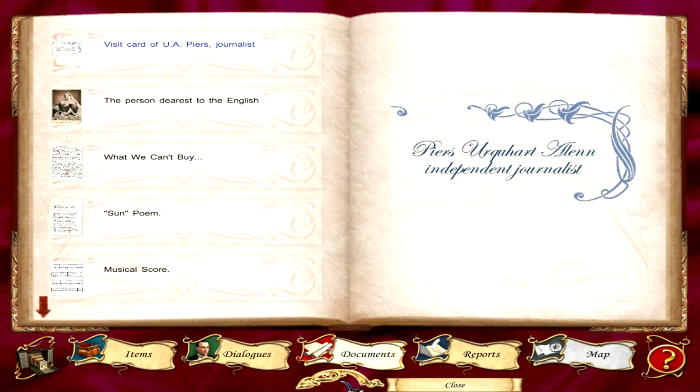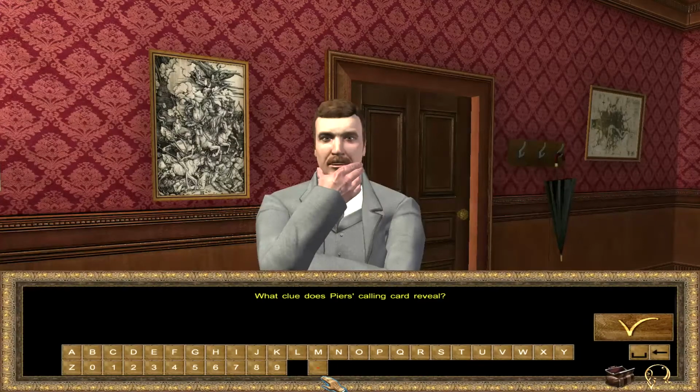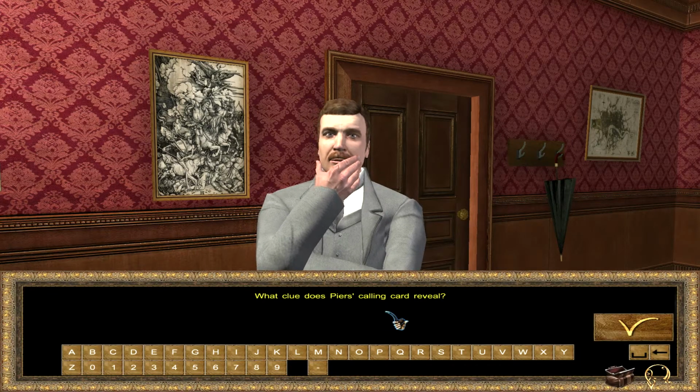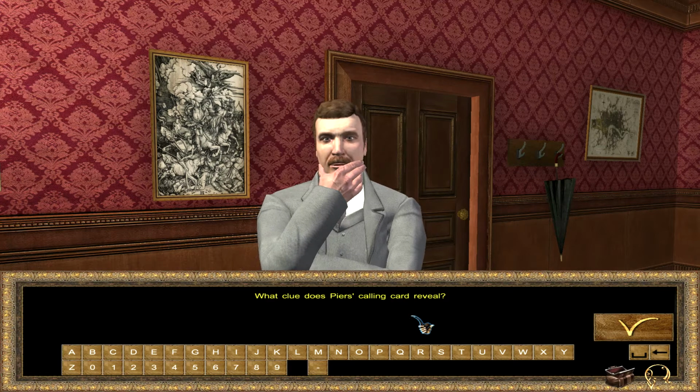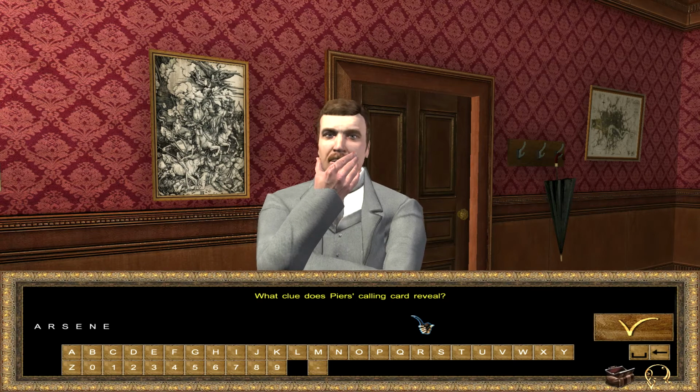Piers Urquhart Allen, independent journalist. What does Piers' filing card reveal? It's one of those fun things. It's an anagram.